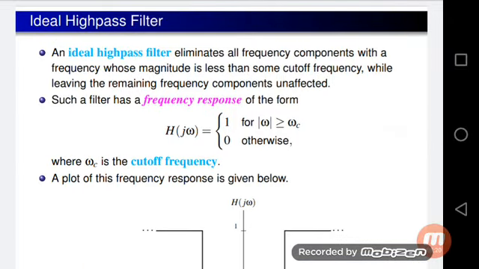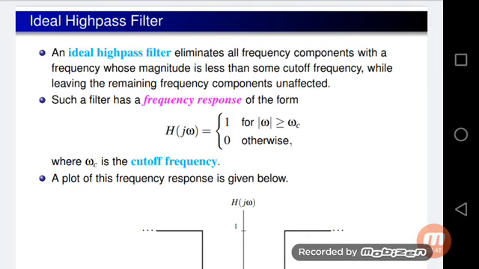Next one is the ideal high pass filter. An ideal high pass filter eliminates all frequency components with a frequency whose magnitude is less than some cutoff frequency, while leaving the remaining frequency components unaffected.